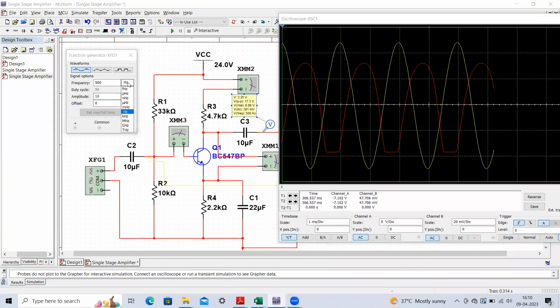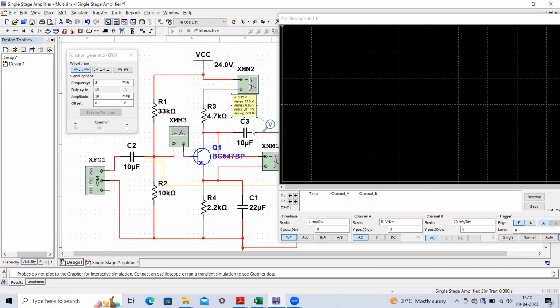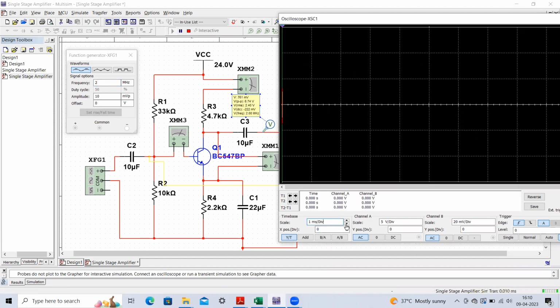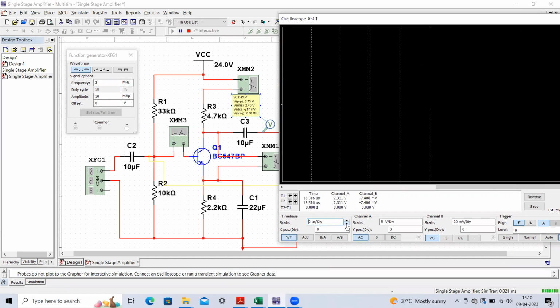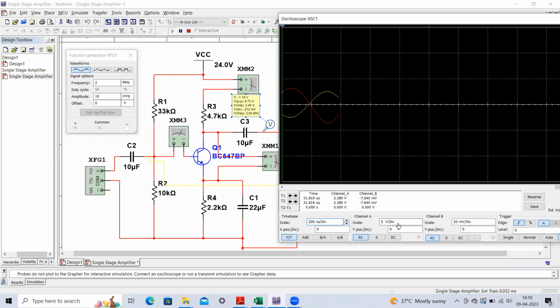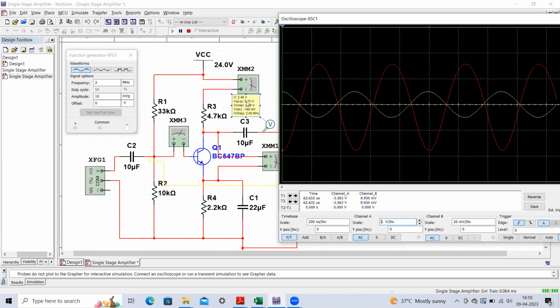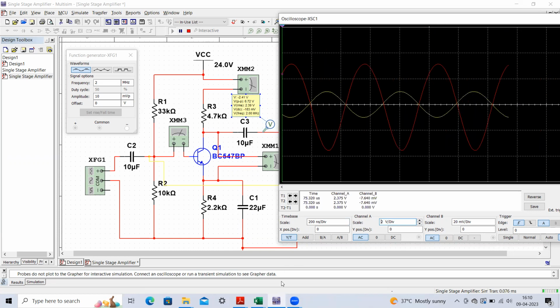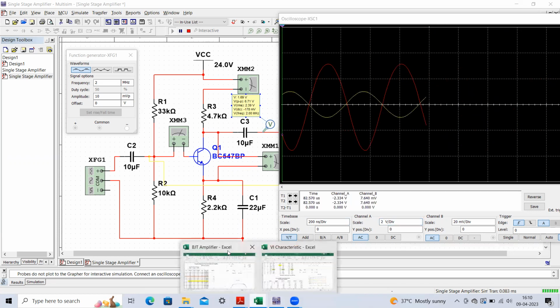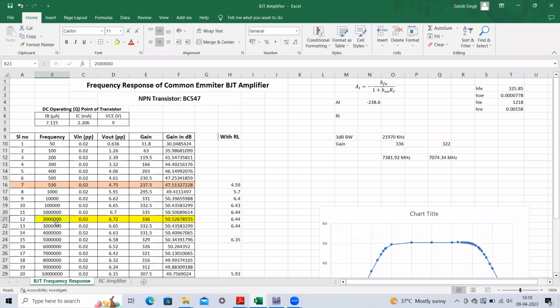If I make it 2 megahertz and execute this circuit, you can observe this output waveform. We are still getting the sinusoidal wave, and here you can see the V peak to peak is coming out as 6.72. If you conduct this experiment carefully, you will find that around 2 megahertz we are going to get the maximum V output, which is around 6.72.